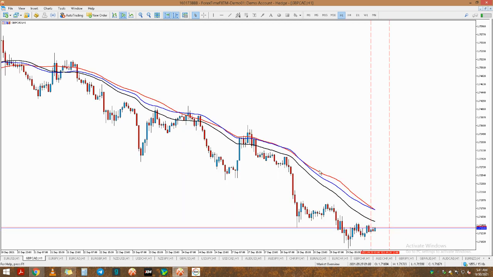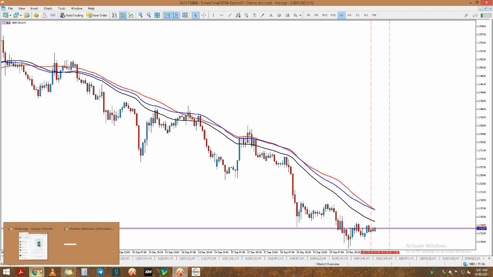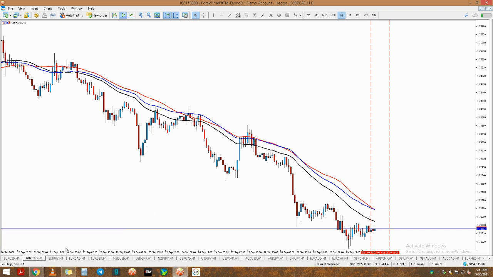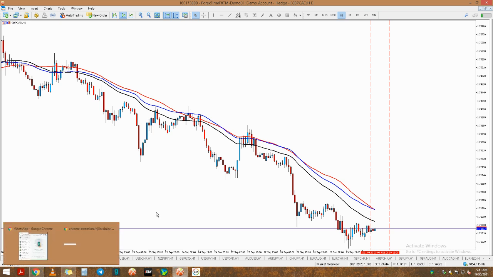GBP CAD does not look very attractive. Again, there are those setups that are very, very attractive, and there are some that are not very attractive. So you simply need to have some rules, and you need to test them so that when you come to the market, you already know exactly what you need to do. So GBP CAD, I don't see anything interesting.